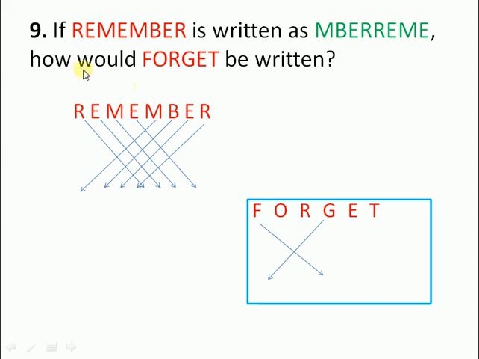Now, ninth question. If REMEMBER is written as MBERREME, how would FORGET be written? When we observe this, you can see the word is split into two halves. The first half is moved to the last and the second half is moved to the first. So MBER becomes the first half and REME becomes the second half.